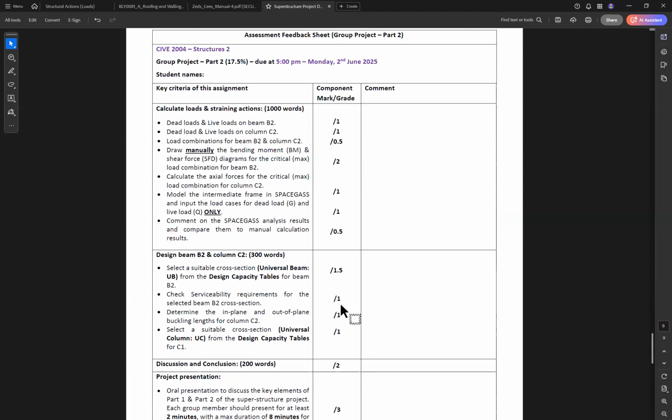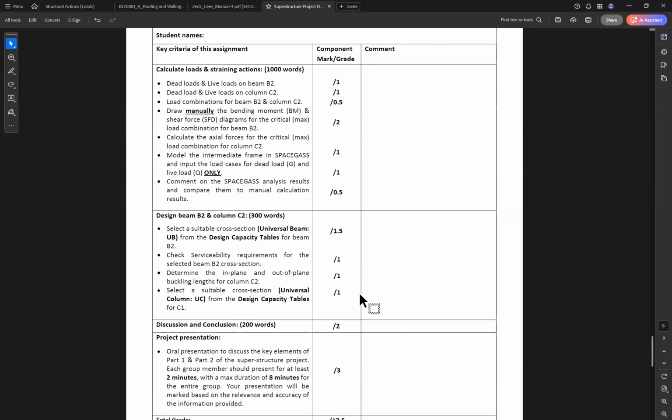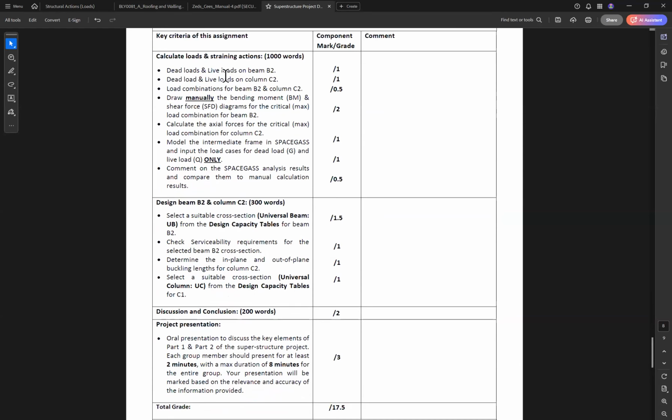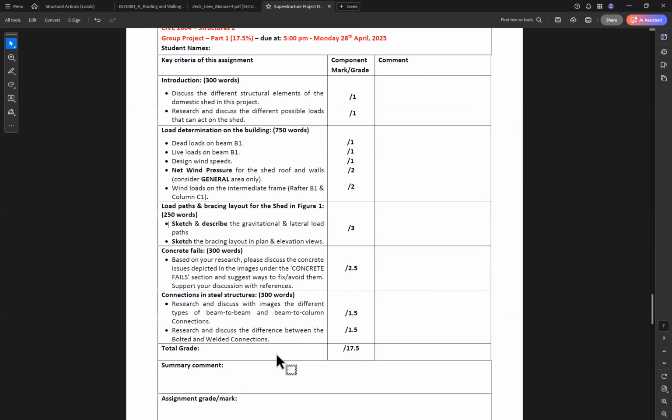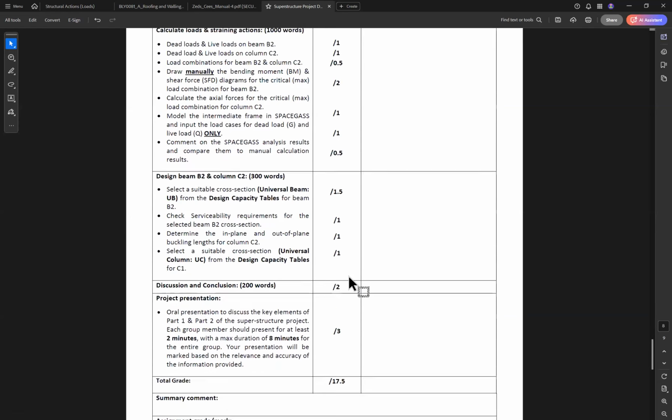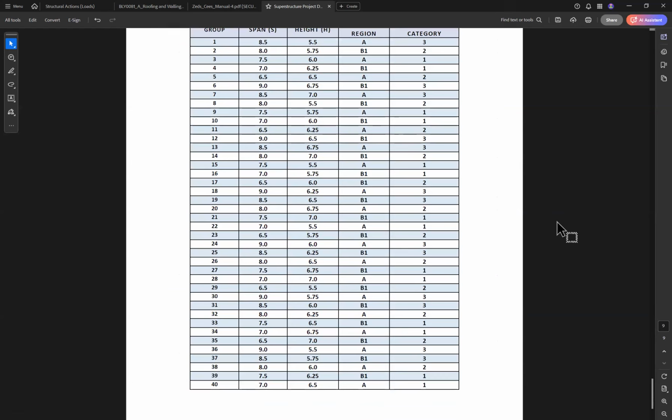Part 2 will be the remainder of the project, which is dead load and live load on B2. So we will design B2 and C2, make the space gass model, and select a suitable section for B2 and C2, and the discussion. And we have 3 marks for the oral presentation at week 12. So all of this is 17.5 marks, and the first part is 17.5 marks. So the total is 35 marks for the report. Okay, this is just a brief introduction of the assessment.